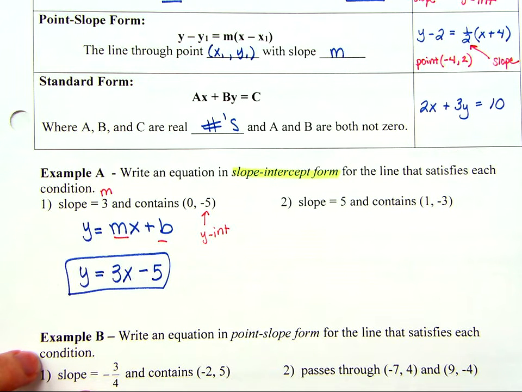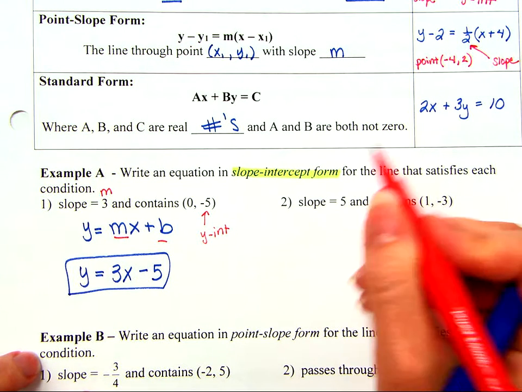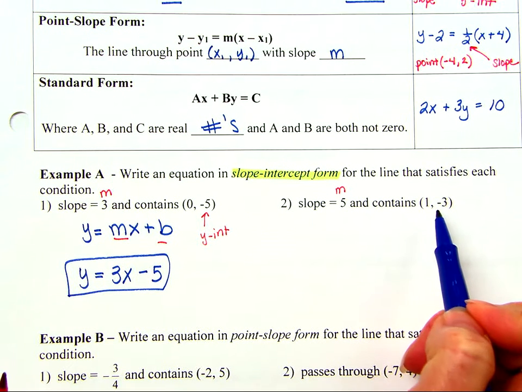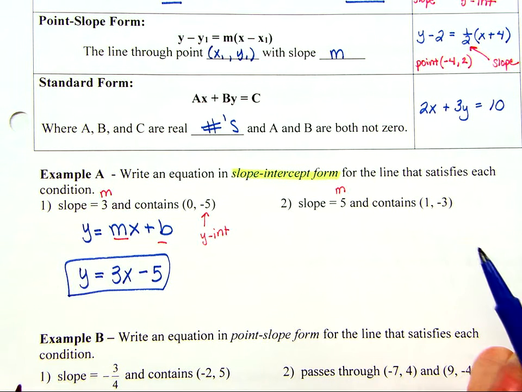As I look at number 2, I do see that they give me a slope of 5. And this time they say it contains the point 1, negative 3. So this is not the y-intercept. So I cannot go ahead and plug in for my b value right away. I'm actually going to have to do some solving or some rearranging. And there's two ways you could go about this. Because they give me a point and a slope, I actually am going to put it into point-slope form.